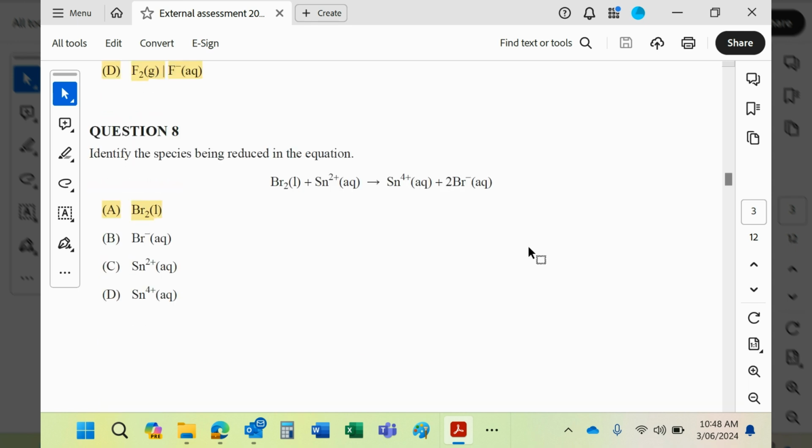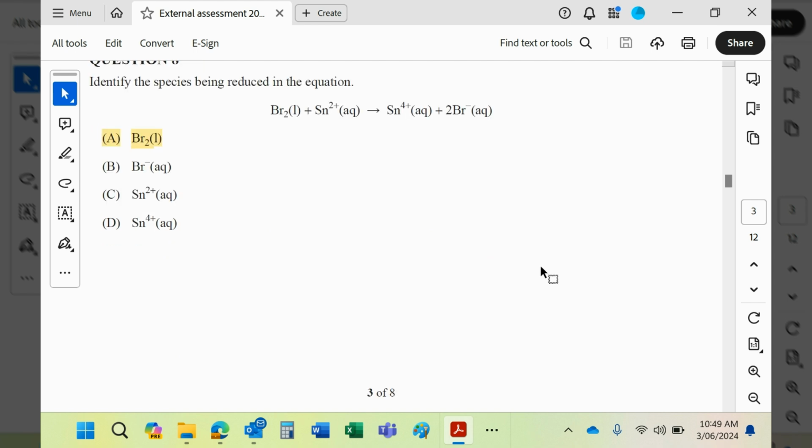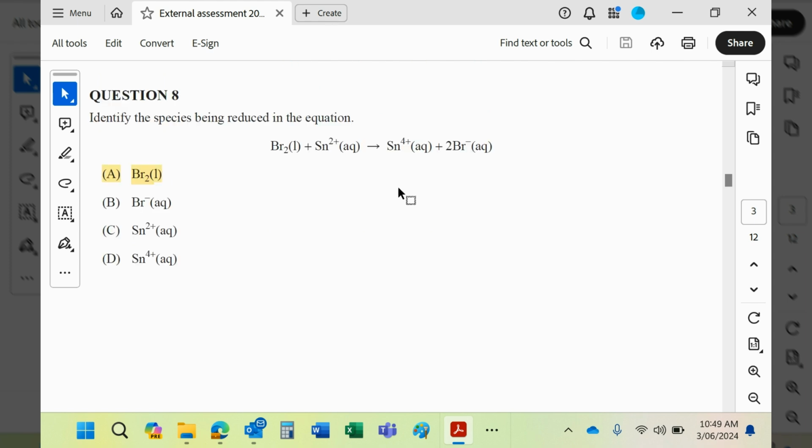Identify the species being reduced in the equation. Reduction is the gain of electrons, which is the same as a decrease in oxidation number as electrons are added. So this is going to be your candidate. Bromine is going from 0 to minus 1 as an electron is being added. Electrons have been added: 2 bromines, 2 Br-.